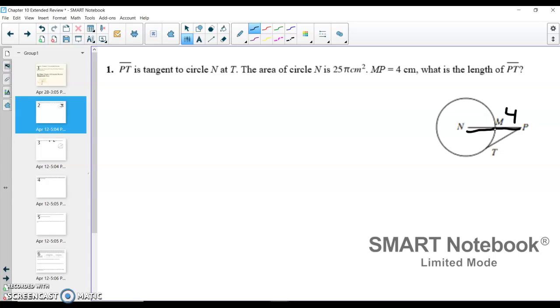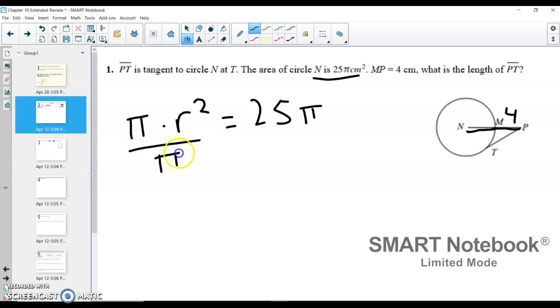So the first thing I'm going to do is use my area to find the radius. And I'm going to do that by knowing my area equation, pi times the radius squared. And I know that I can set that equal to the area in this problem, which is 25 pi. Now if I solve this equation, I can figure out what the radius is, and again, a good piece of information.